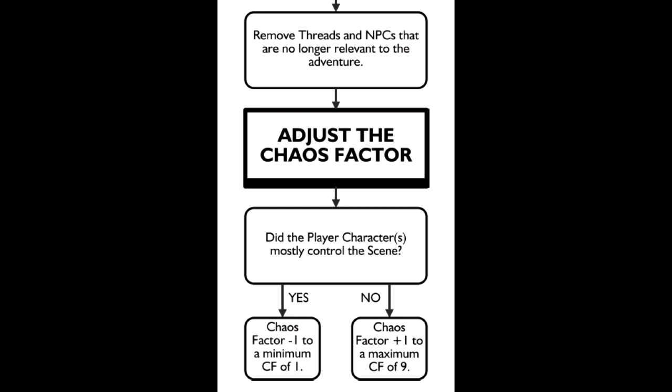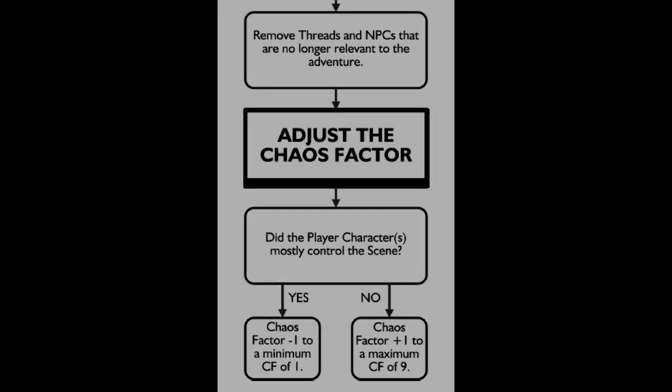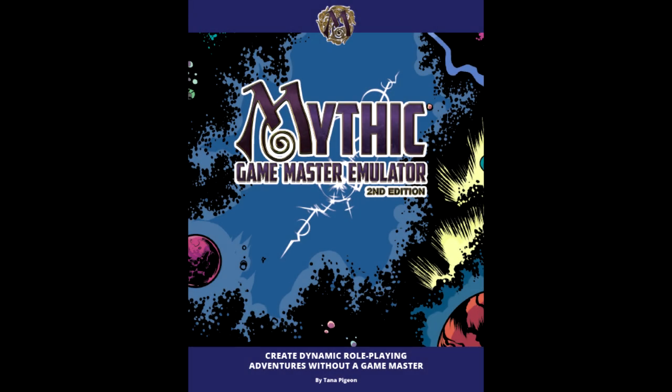Now, when it comes to random chaos, another way to handle the chaos factor is to skip the process of evaluating how well the player character or characters did in a scene, and simply let the dice decide how the chaos factor changes. At the end of a scene, roll a d10. If you roll equal to the current chaos factor or less, give it a -1 modifier with a minimum of 1. If you roll more than the chaos factor, give it a +1 modifier with a maximum of 9. With this method, the tone of your adventure will shift at random intervals, based on your chaos rolls from scene to scene.